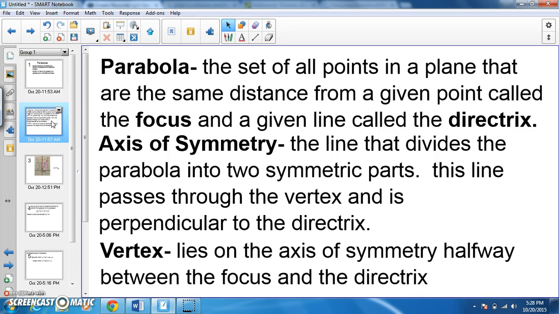So first, let's talk about a parabola, which is the set of all points in a plane that are the same distance from a given point called the focus and a given line called a directrix. A parabola has an axis of symmetry, which is the line that divides the parabola into two symmetric parts. This line passes through the vertex and is perpendicular to the directrix. The vertex lies on the axis of symmetry and is halfway between the focus and the directrix.